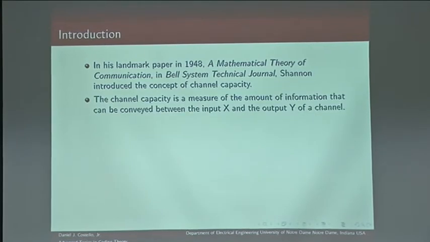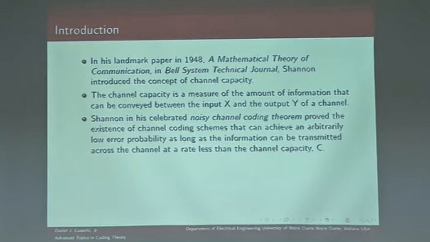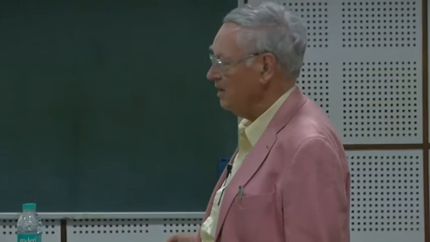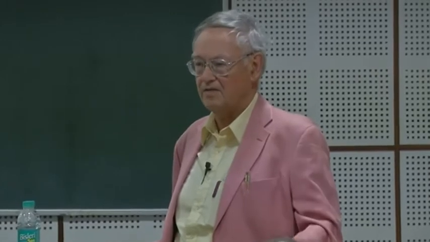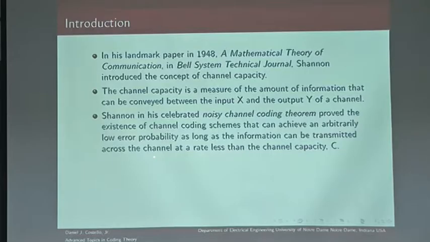So that is some idea of where channel models like this might come from. Now, Claude Shannon started this whole business back in 1948. You'll hear a lot more about him next Wednesday. He defined something called the channel capacity, which is a measure of the amount of information that can be conveyed reliably between the input X and the output Y of a channel. He proved the existence of channel coding schemes which achieve arbitrarily low error probability, whether you want a 10 to the minus 5, 10 to the minus 10, or 10 to the minus 15 error rate, as long as the information is transmitted across the channel at a rate less than the channel capacity C.